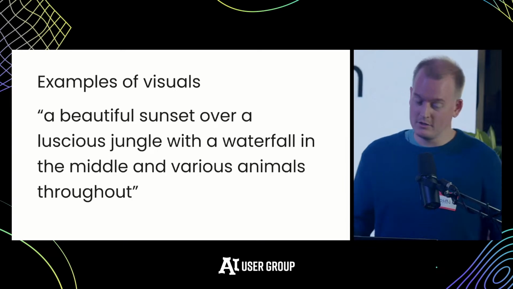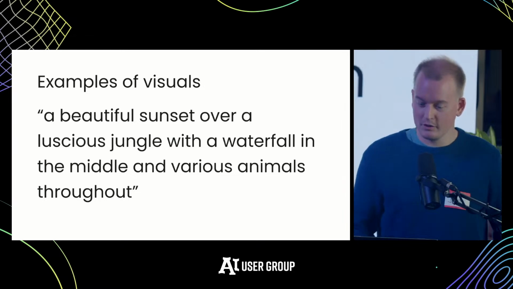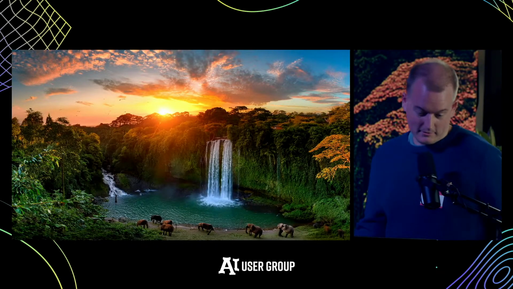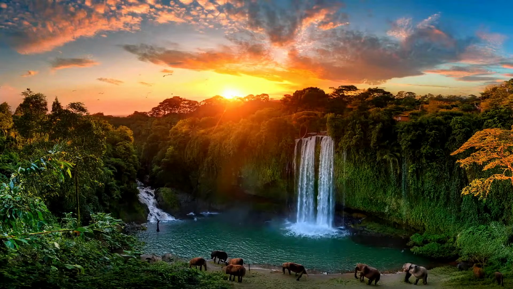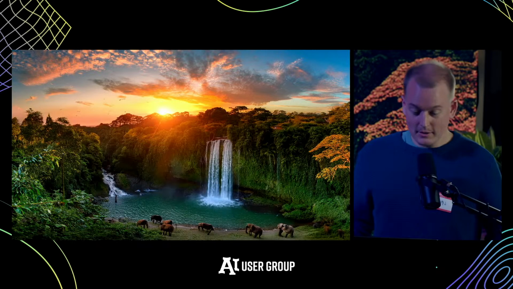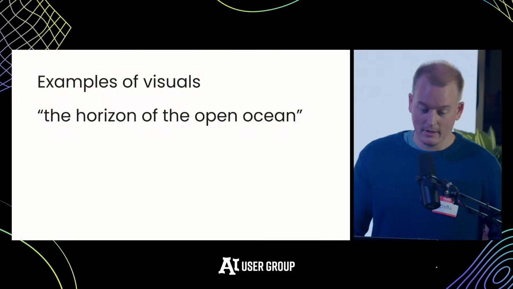So just to show you some examples, the same prompt that I used before for Midjourney of the luscious jungle and the waterfall gave me this, which I could point out some things that are wrong with it, like the animals are not anatomically correct, and there's some weird things going on at the top of the waterfall. But, you know, it's pretty good considering it took 3 seconds to make.